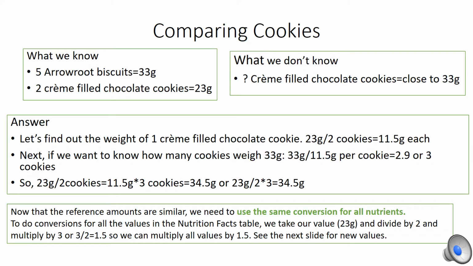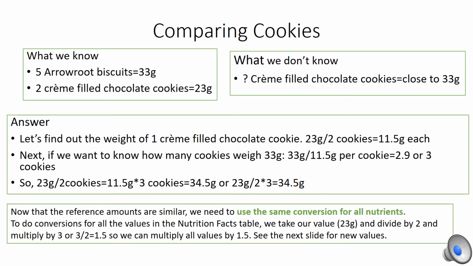So let's find out the weight of one cream-filled chocolate cookie. To do this, we take 23 grams divided by 2 cookies equals 11.5 grams each. Next, if we want to know how many cookies weigh 33 grams, we can take 33 grams divided by 11.5 grams per cookie, which gives us 2.9 or 3 cookies. So 23 grams divided by 2 cookies equals 11.5 grams, times 3 cookies equals 34.5 grams, or 23 grams divided by 2 times 3 equals 34.5 grams.